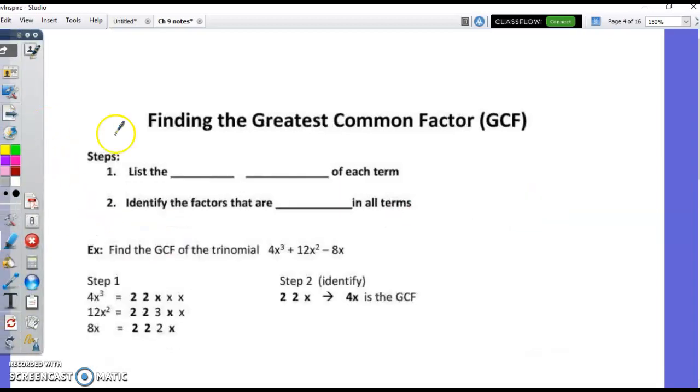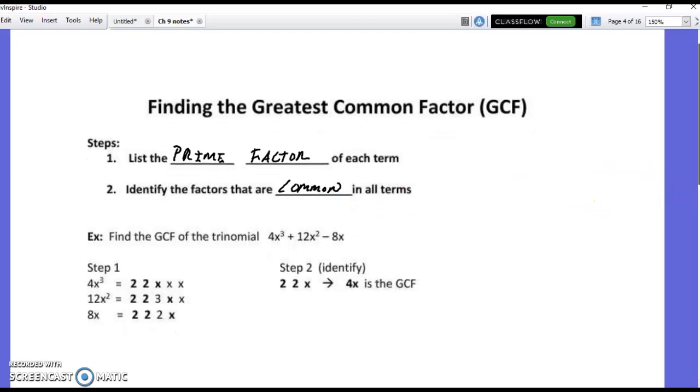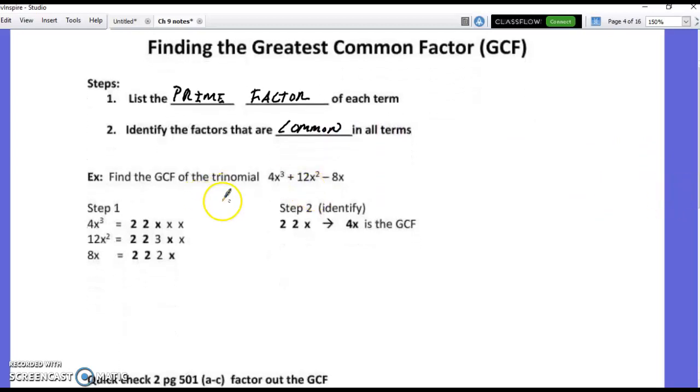So let's go to this page and talk about, first of all, finding the greatest common factor. The first step is to list the prime factorization of each term. So we basically do that factor tree and look for all the prime numbers that are only divisible by 1 and itself. And then we identify all the factors that are common, or the same, in all terms. All right, so for example, this is how we're going to set this up.